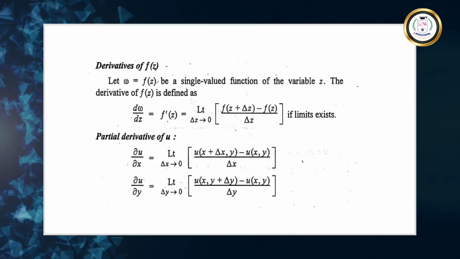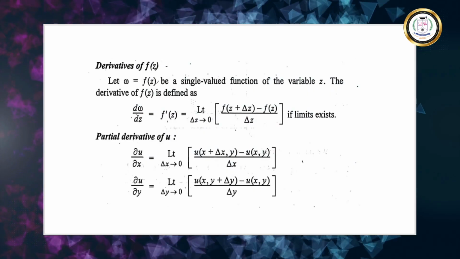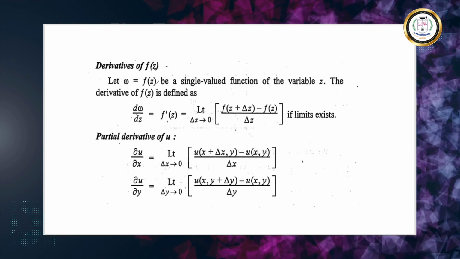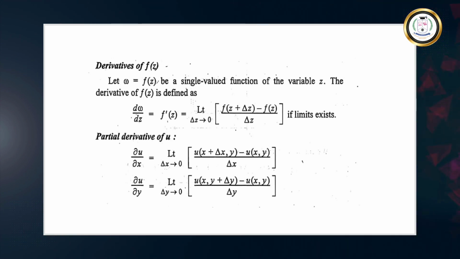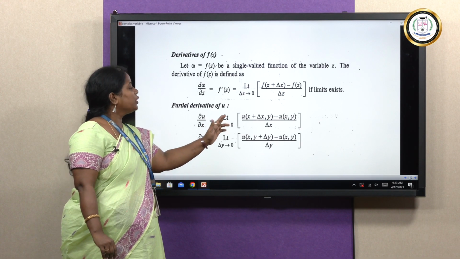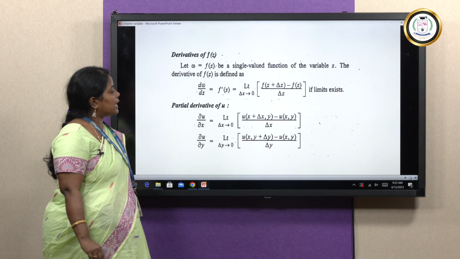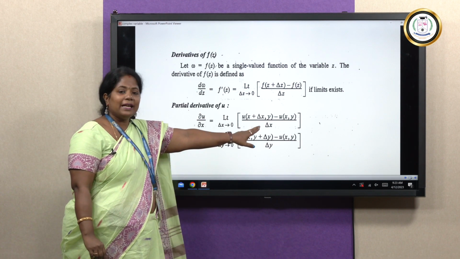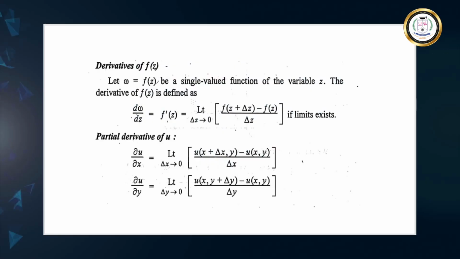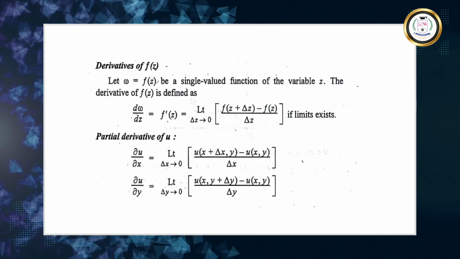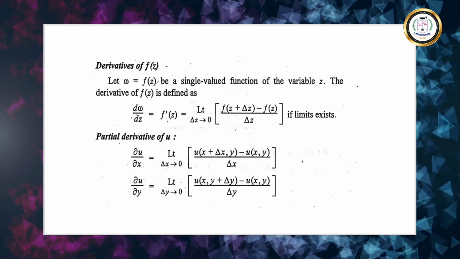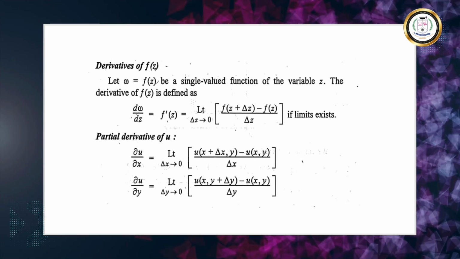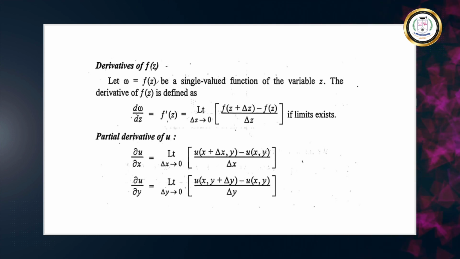Then the partial derivative of u, that is, dou u/dou x, is equal to the limit as delta x tends to 0 of [u(x + delta x, y) - u(x, y)] divided by delta x. Then dou u/dou y is equal to the limit as delta y tends to 0 of [u(x, y + delta y) - u(x, y)] divided by delta y.